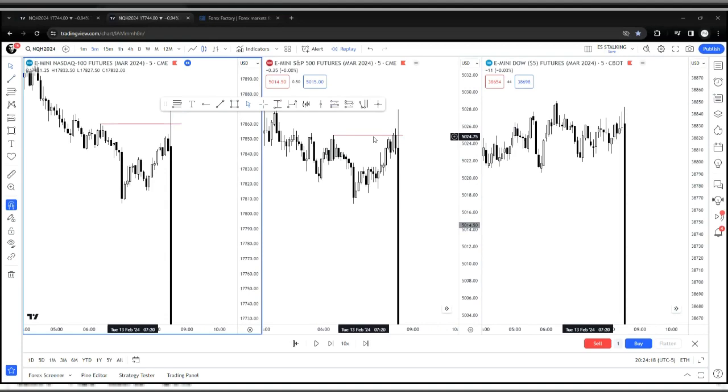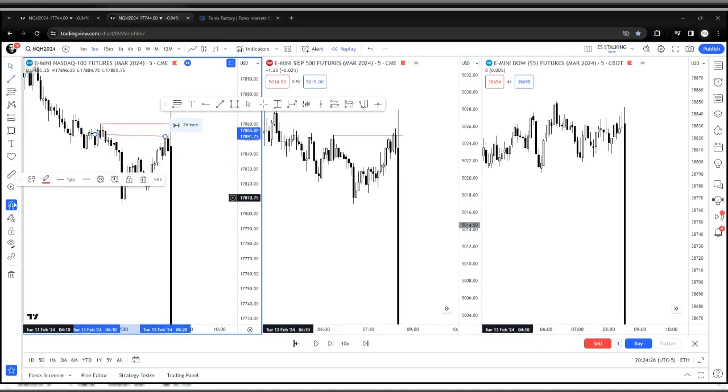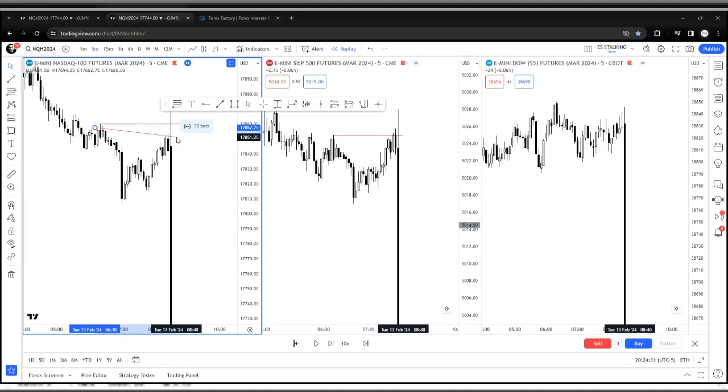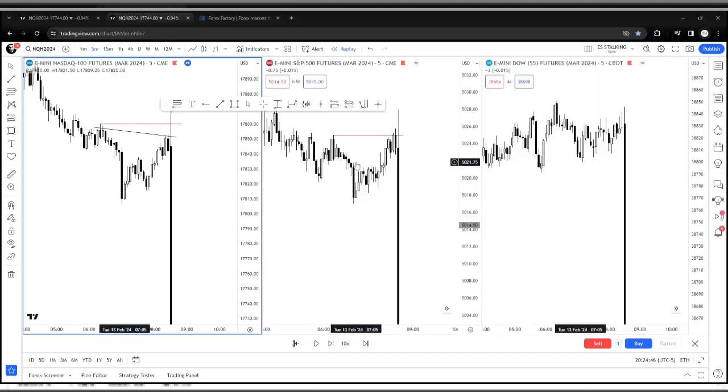So within this right here, we still had the hidden SMT divergence, right? Right here, which is usually present, right? So this is like just a filter to help you spot fake SMT, right? So right here we had price wick above here. Right here we had price wick above here, but we also had price close above this high, right? And close above this close as well.